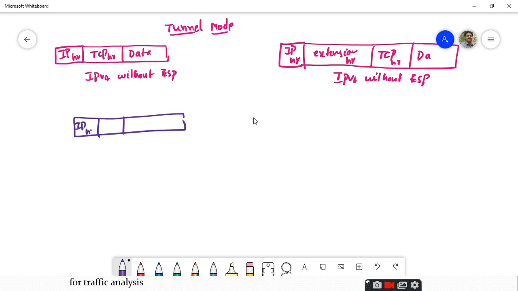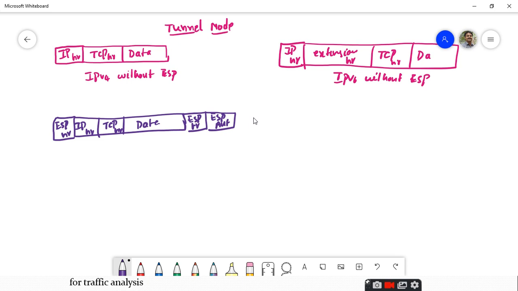This is the IP header, this is the TCP header, and this is the data. So you add the ESP header. Very simple technique it is. ESP header here and ESP trailer at the end. And if authentication is selected, you add the ESP authentication trailer. Right. This is what you have to do.